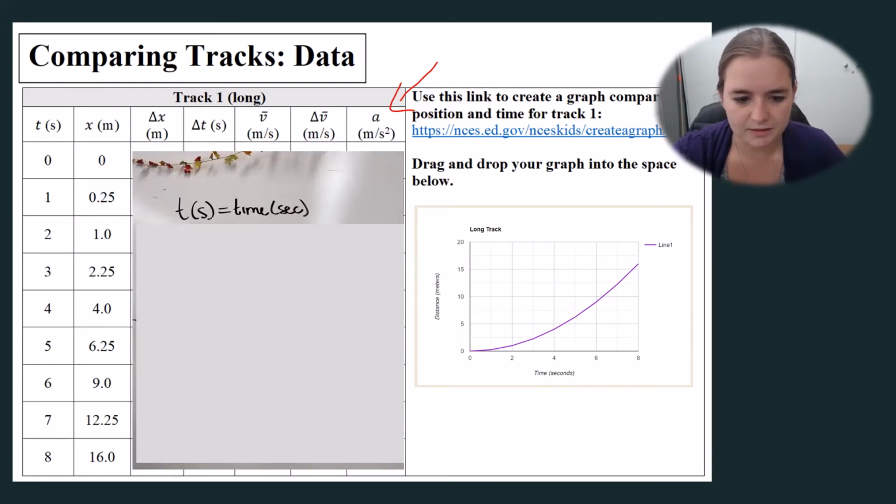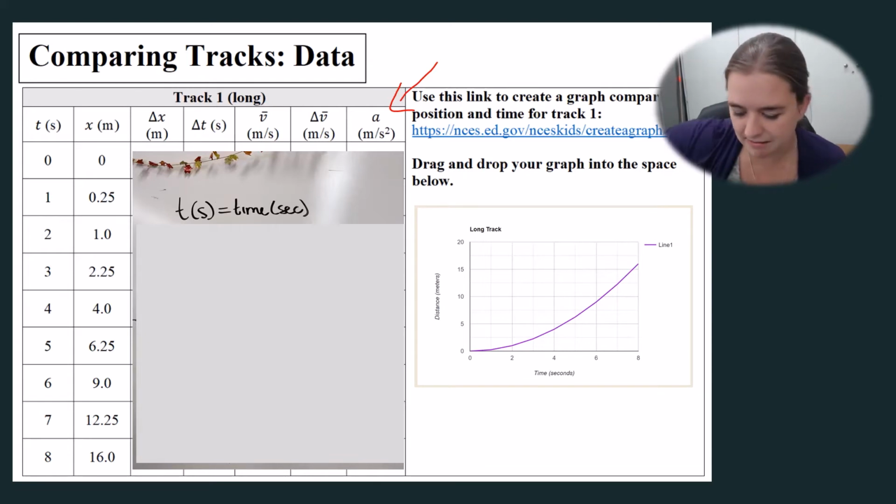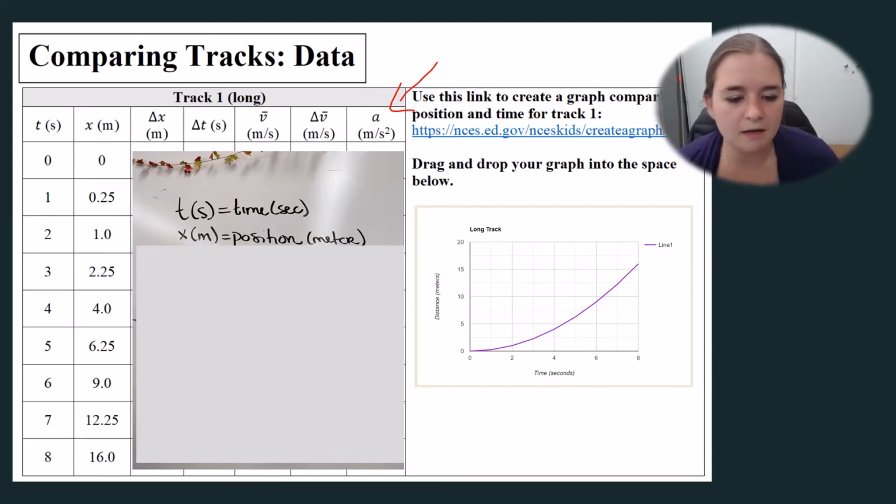Now, the first piece is pretty straightforward. T is for time. We're measuring our time in seconds. So that entire first column is our seconds. The next column is our position. We're measuring it in meters. So we have a position of 0 at 0 seconds, and then 0.25 meters, so a distance of 25 centimeters. Then 1 meter, then 2 meters and 25 centimeters, all the way through.